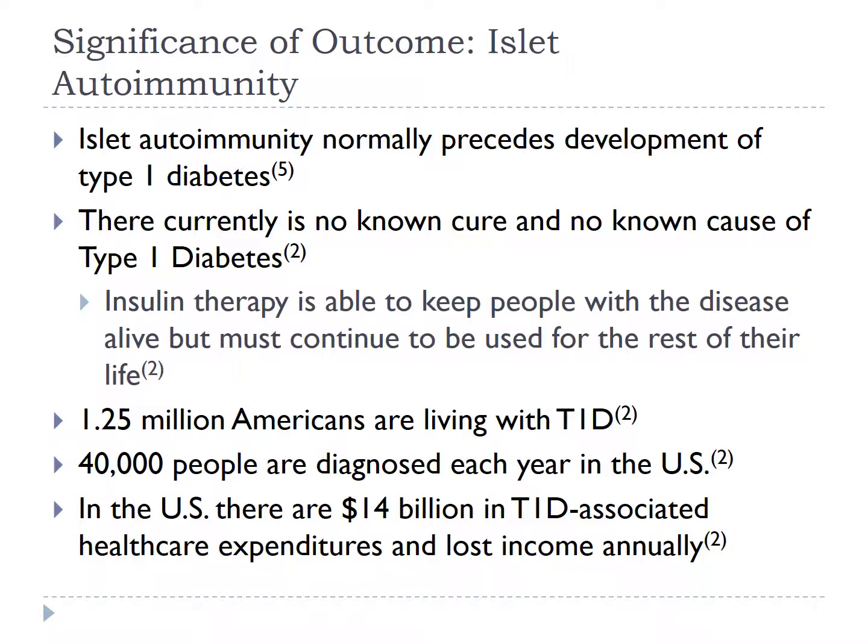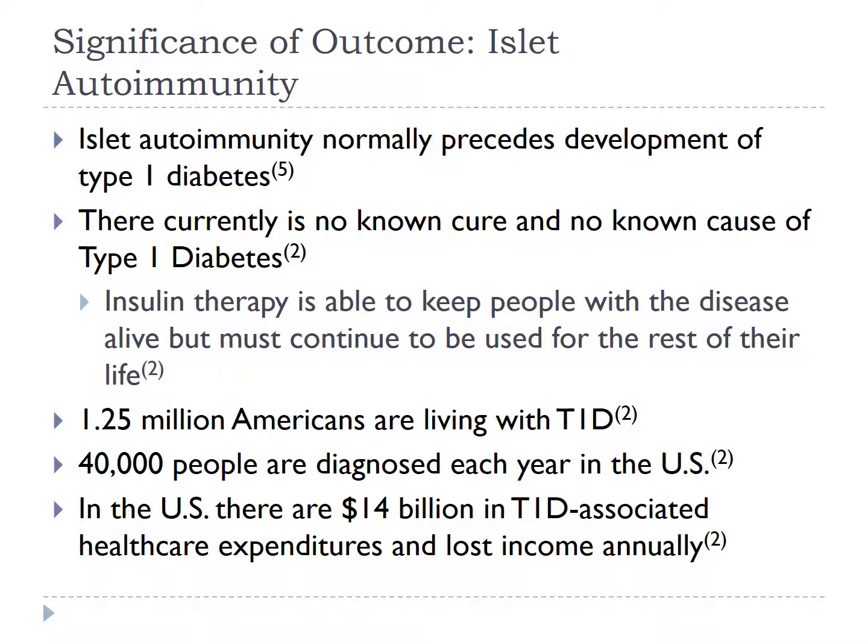It occurs when the body makes antibodies to the beta islet cells of the pancreas. These antibodies think that the cells are foreign and should be destroyed. This is significant because it could help provide early signs to the development of type 1 diabetes. There currently is no known cause or cure for this disease. Even though insulin therapy allows people with the disease to stay alive, it is in no way a cure.